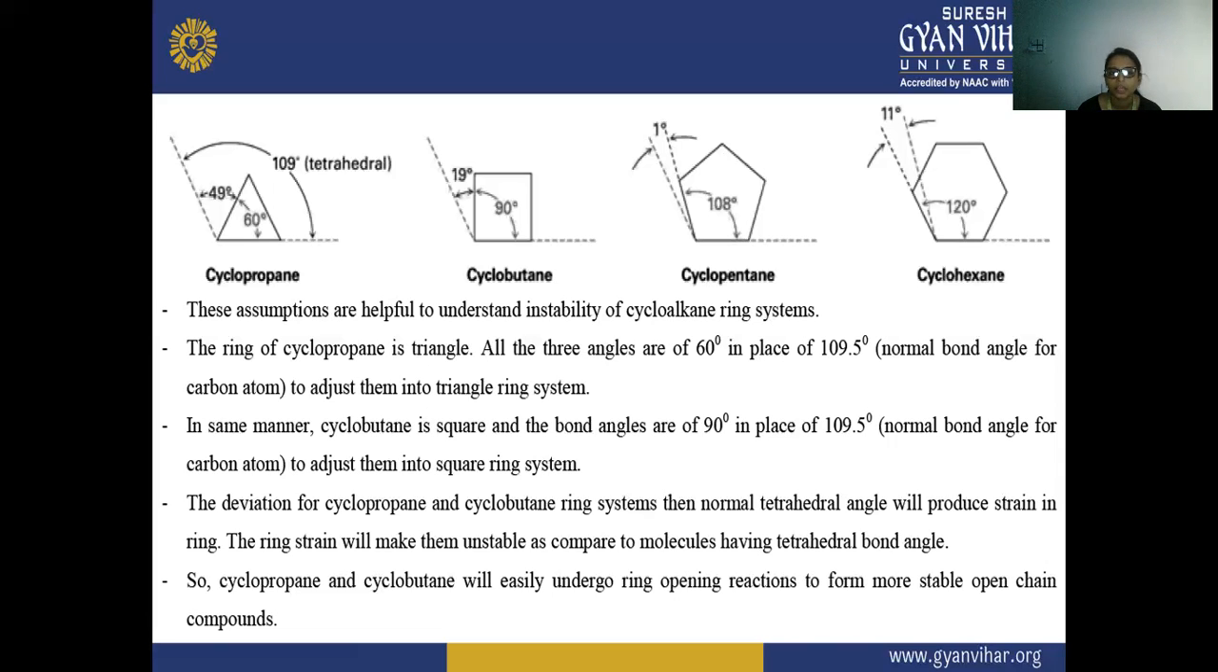So cyclopropane and cyclobutane, when they undergo any ring opening reaction, form more stable open chain compounds.